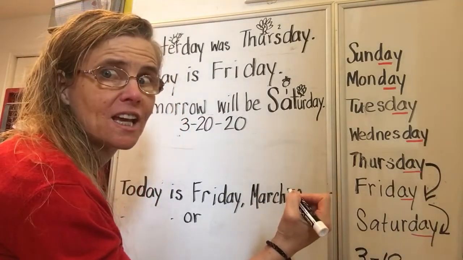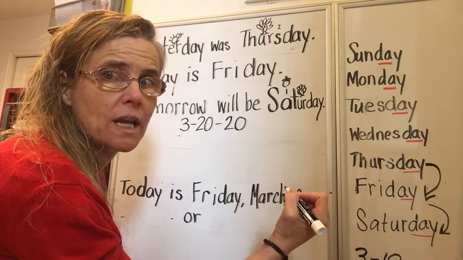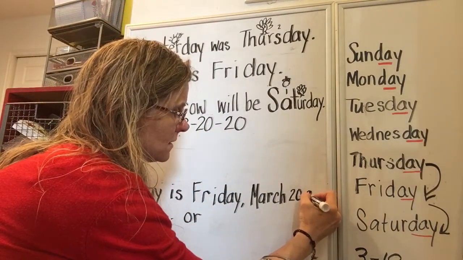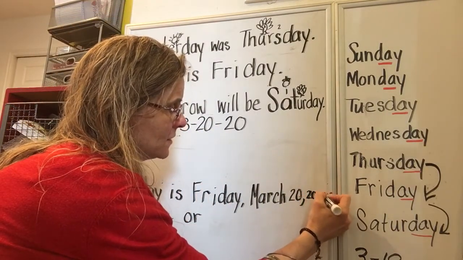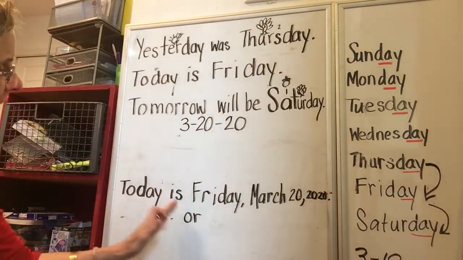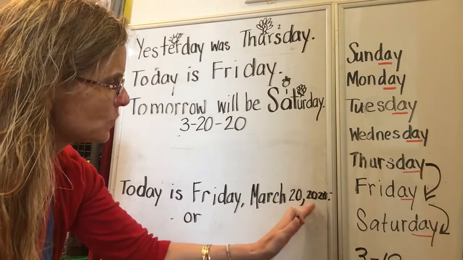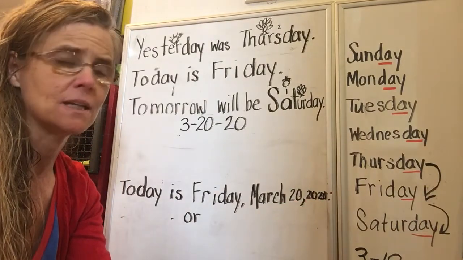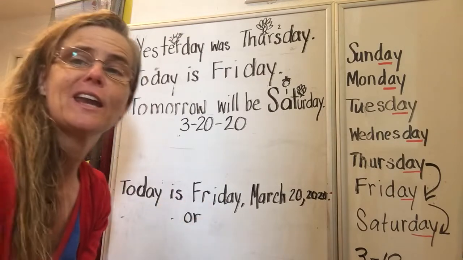This looks funny, huh? 20, 20, 20. Ooh, I don't have room for the period. I'm going to have to put it right there. Today is Friday, March 20th, 2020. 3/20/2020. Okay, what do we do today?